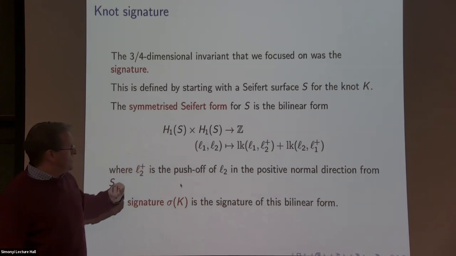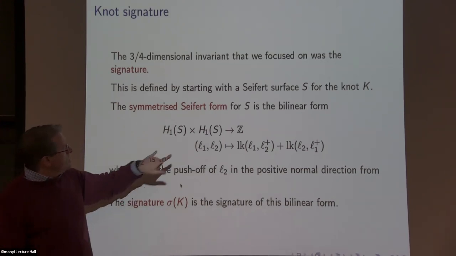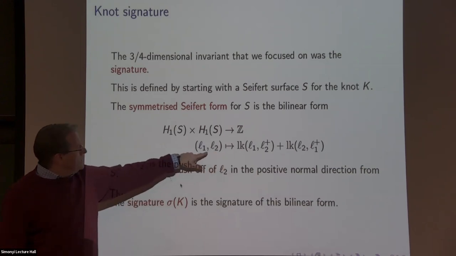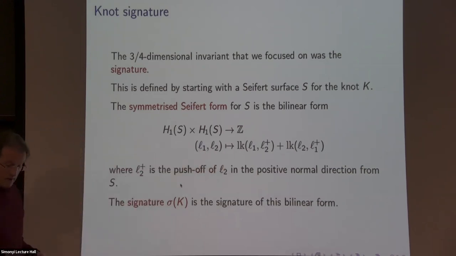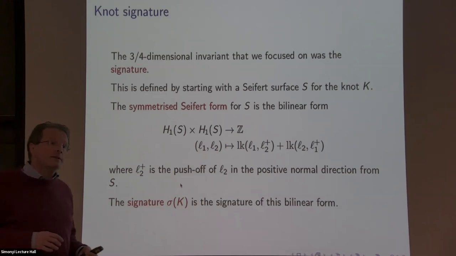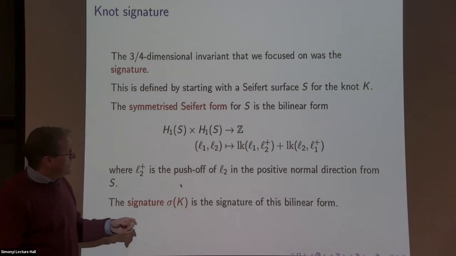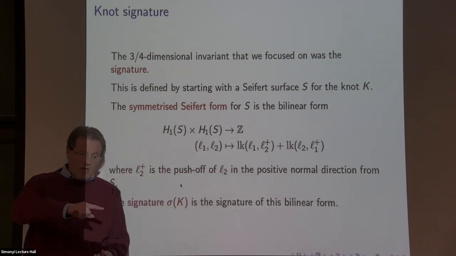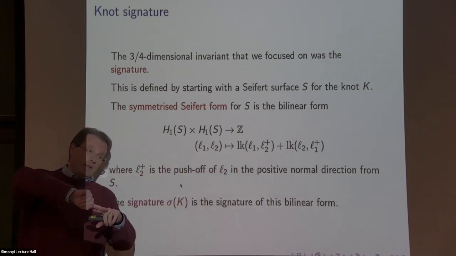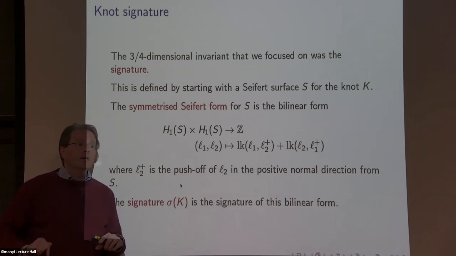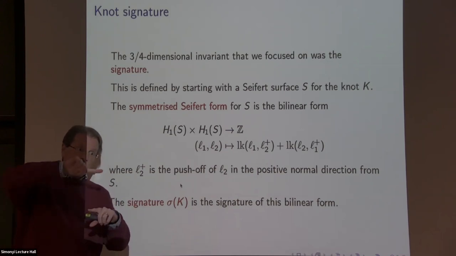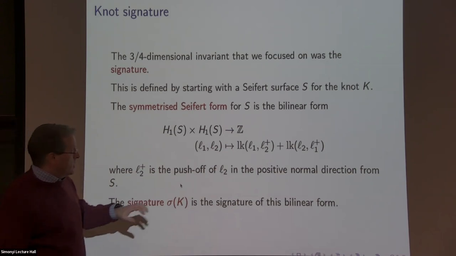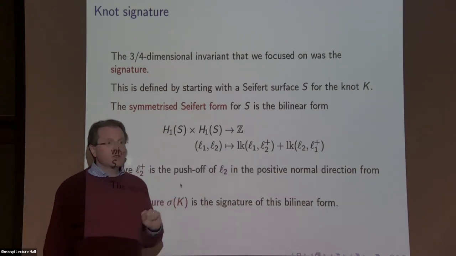And it's a form on the first homology of the surface. So you take two elements of the first homology and the output is an integer. You represent those two elements of first homology by loops in the surface. So you have loops L1 and L2, and then you form L2 plus by pushing off L2 in the normal direction, so that it's disjoint from the surface. And so you then can look at the linking number between L1 and L2 plus.